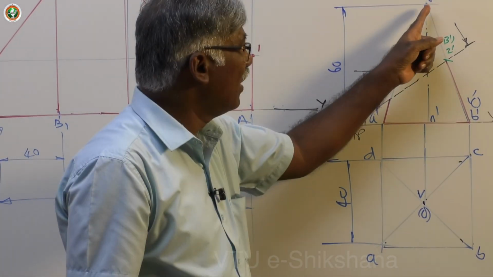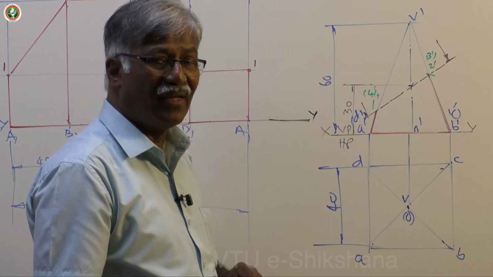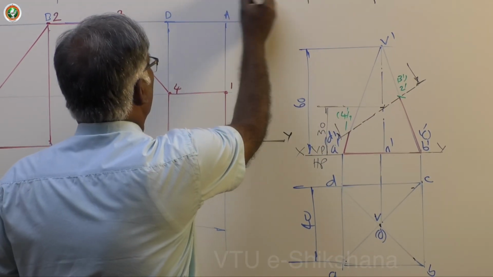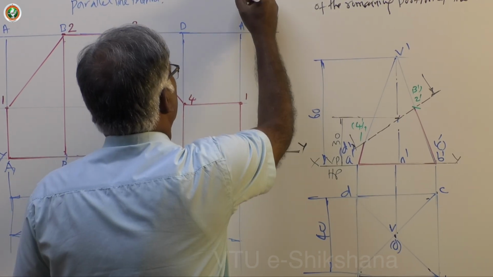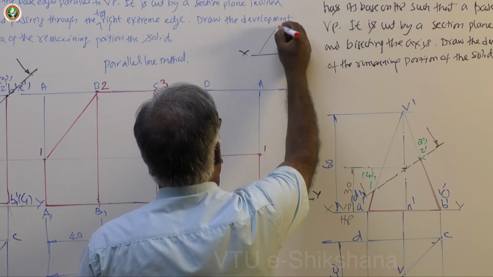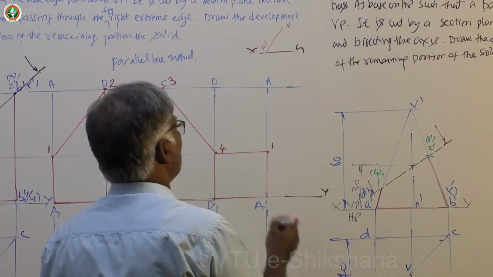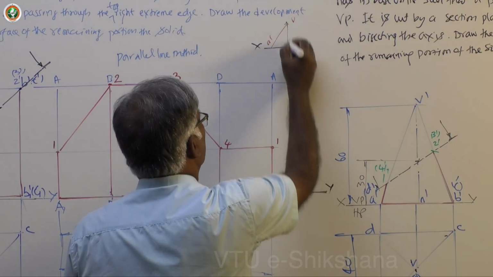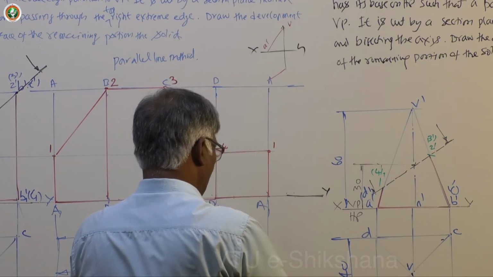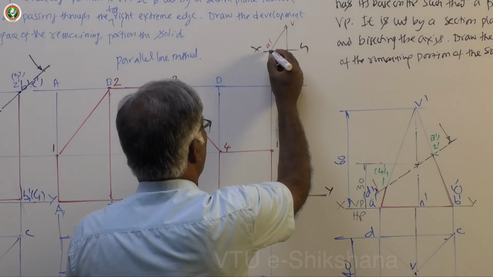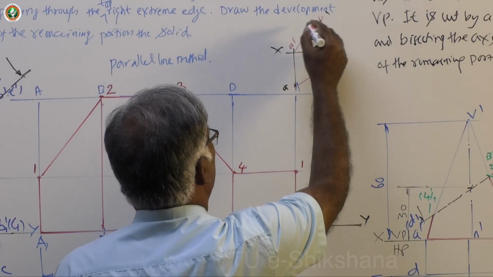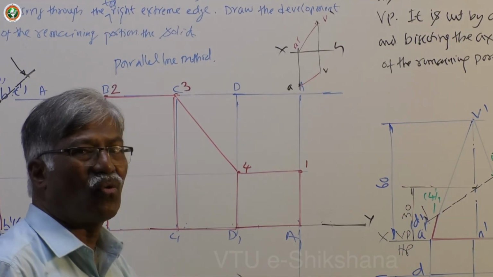At the same time, in front view also it is inclined. None of the lines are parallel to XY. When you get true length, this is XY, this is a line inclined to HP. At the same time, this is inclined to VP. So let me take the case of VA only. All are like that only: VA, V dash A dash. So none of the lines are true length.